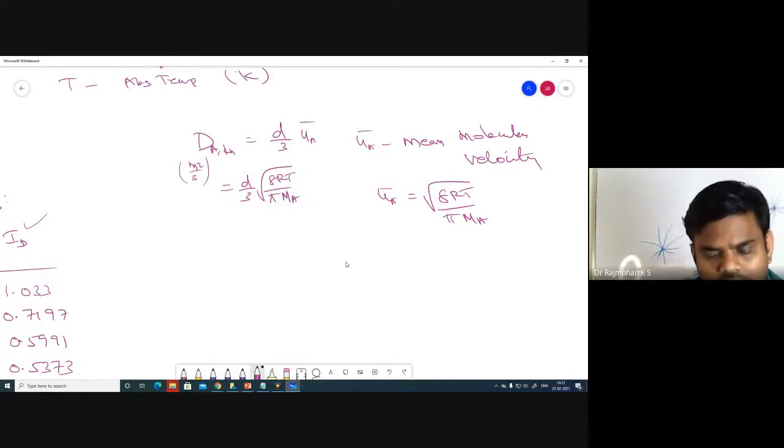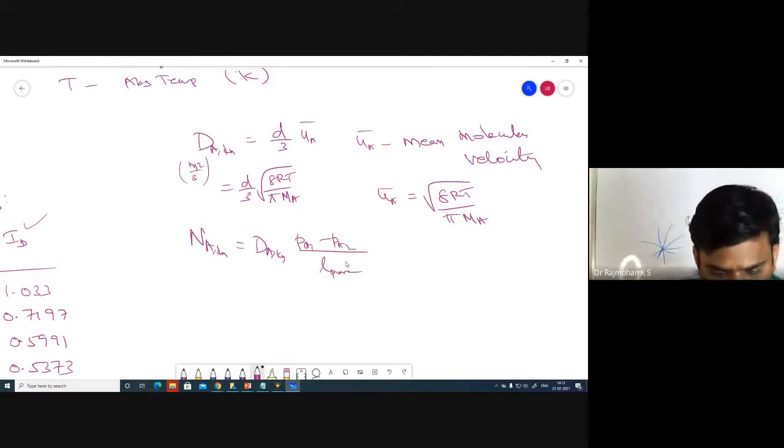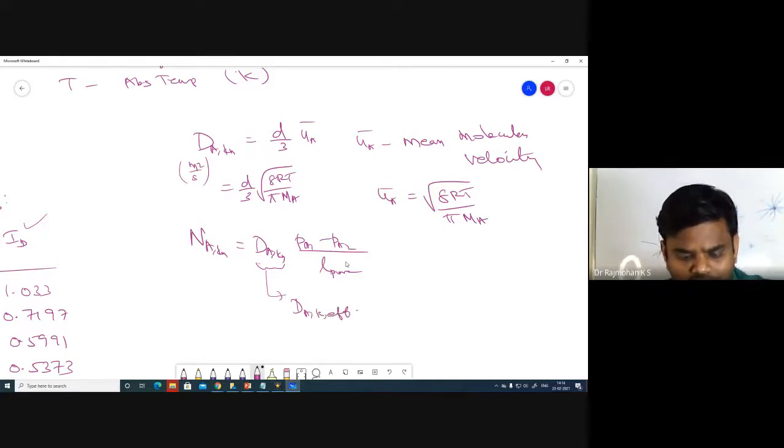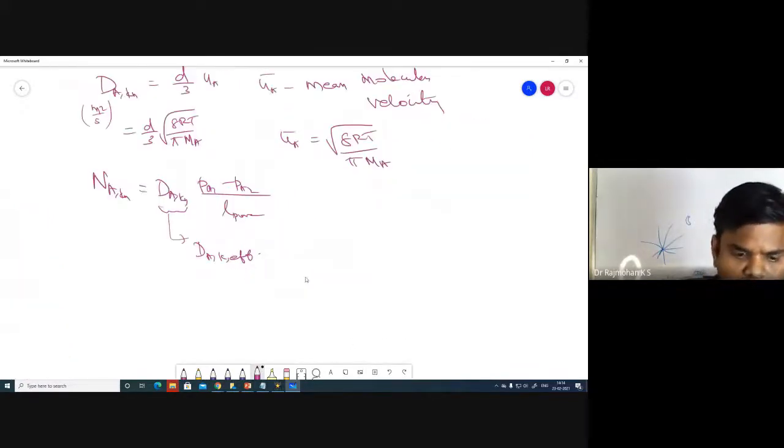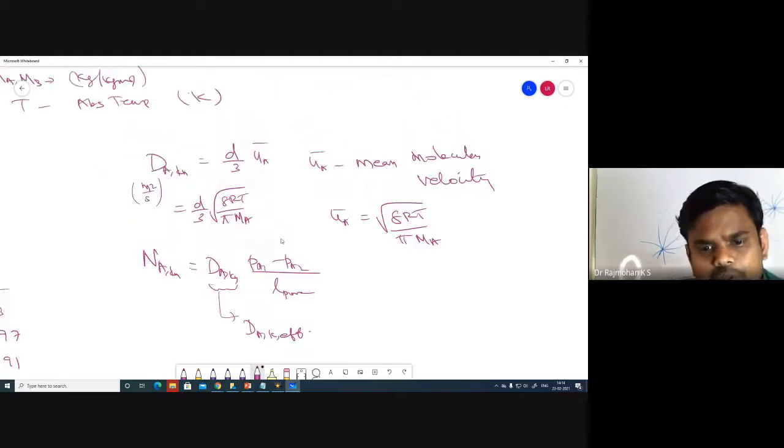So if you know this DAK, the Knudsen diffusion flux equation is NA Knudsen equal to DAK into PA1 minus PA2 by the length of the pore. If DAK is to be replaced with DAK effective, we have to make use of DAK effective, which can be determined by experiments. So using this we will solve a numerical now.